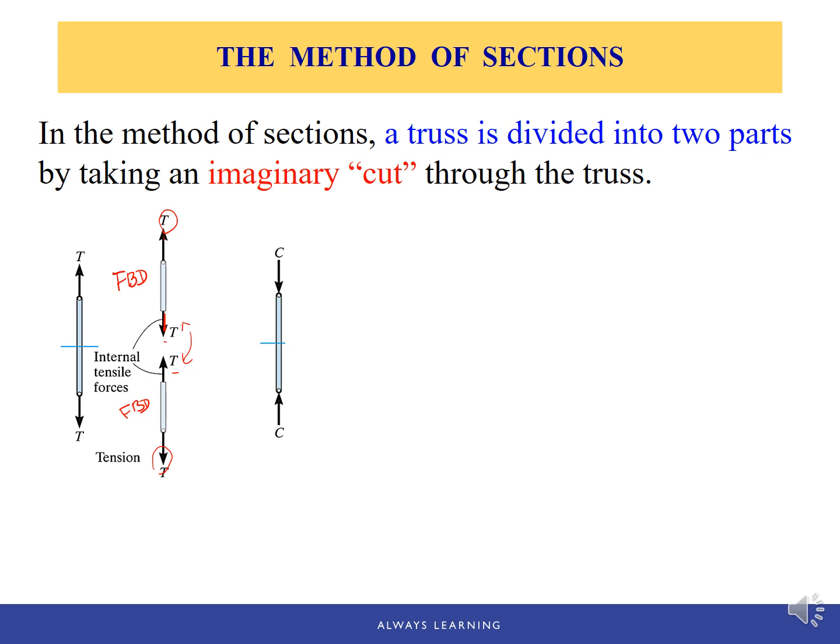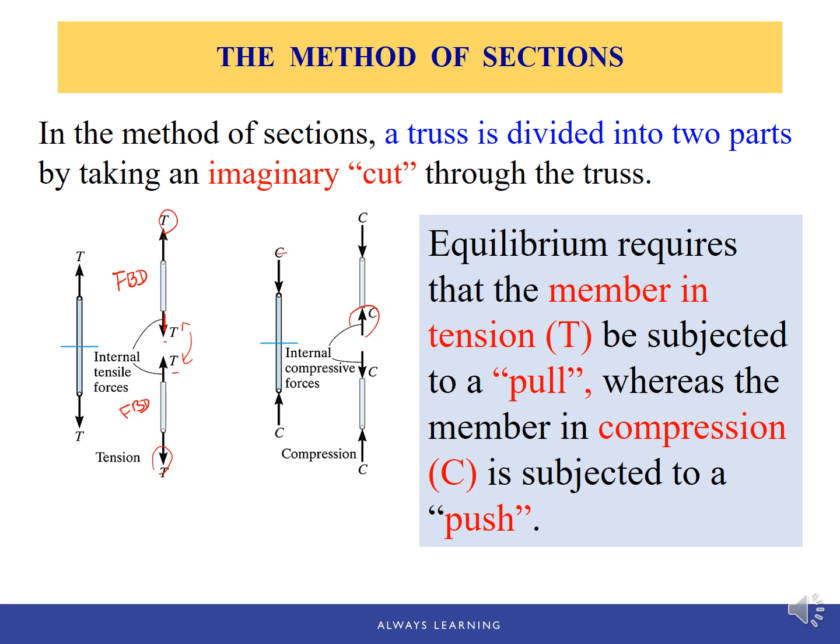Same idea if we have a member which is subjected to compression. Using the same imaginary cut method, the method of sections, we will have two segments, the top and bottom. For each segment to be in equilibrium, we can see those internal forces must also be compression, with the same magnitude as the applied compression on the member. So in conclusion, equilibrium requires that the member in tension be subjected to a pull, whereas the member in compression is subjected to a push.